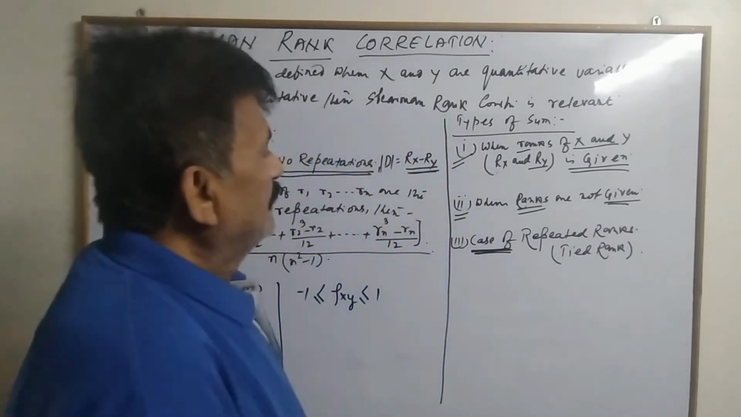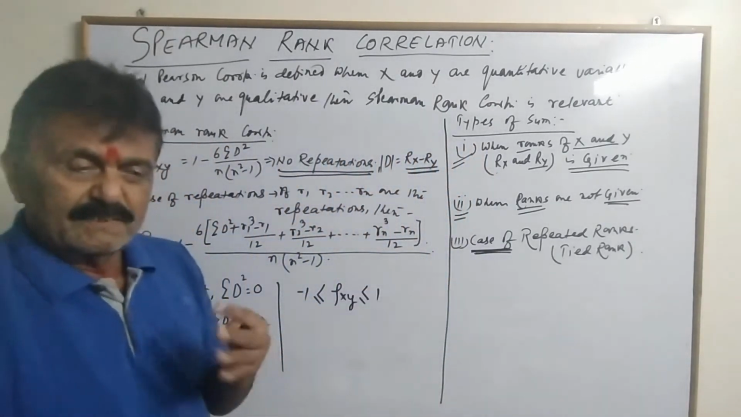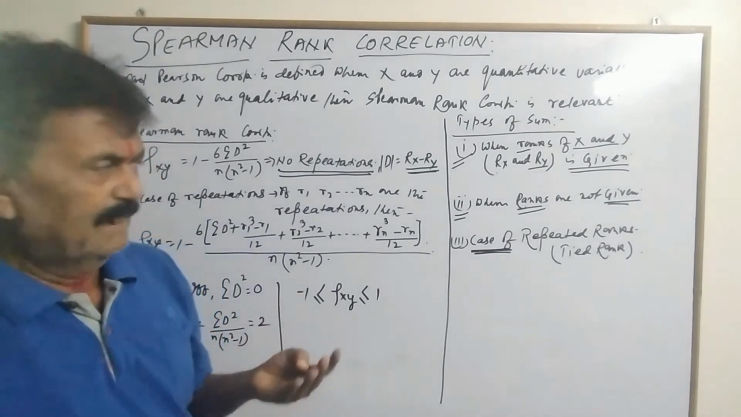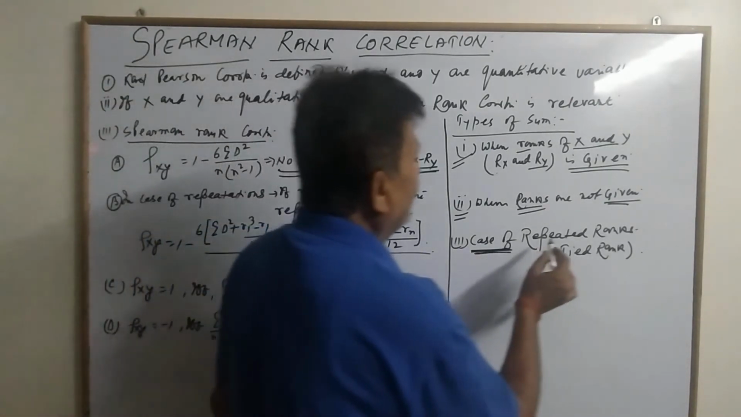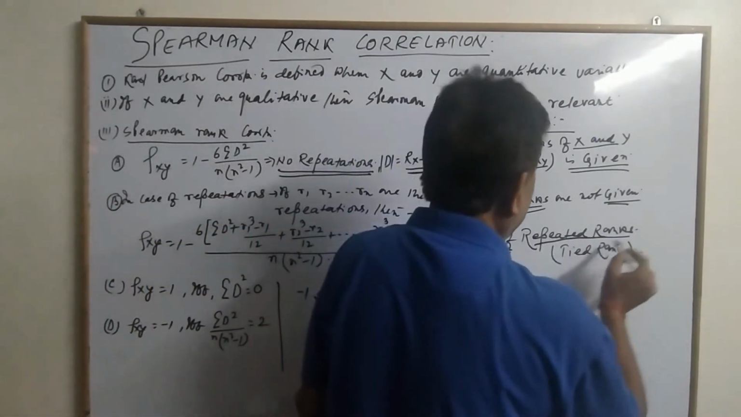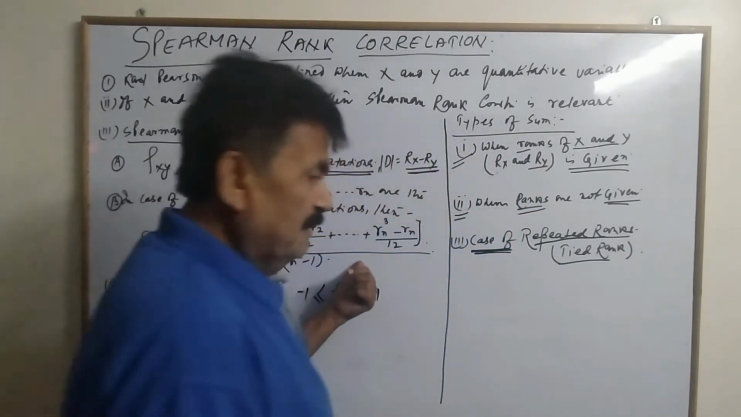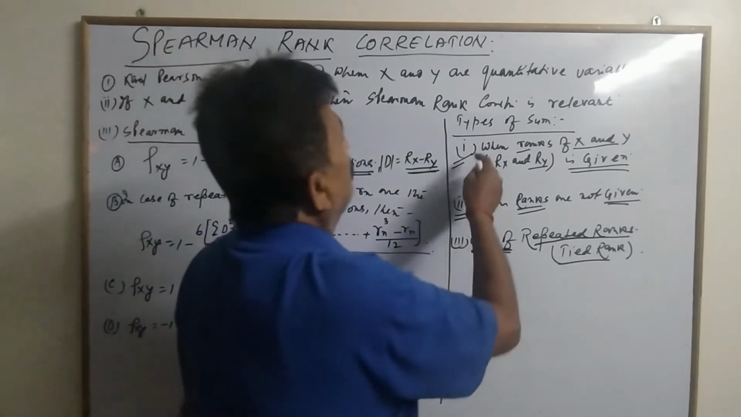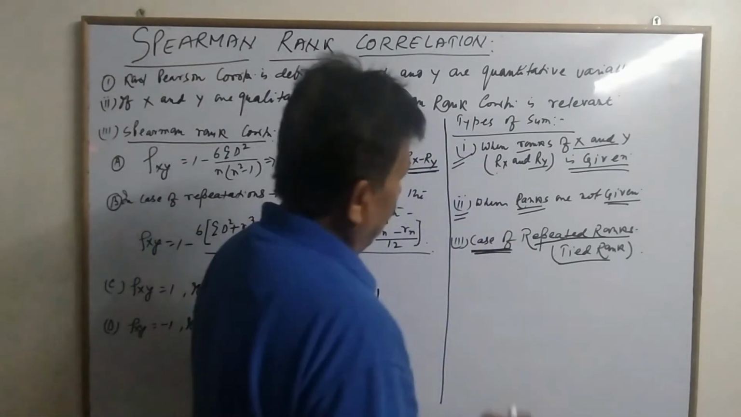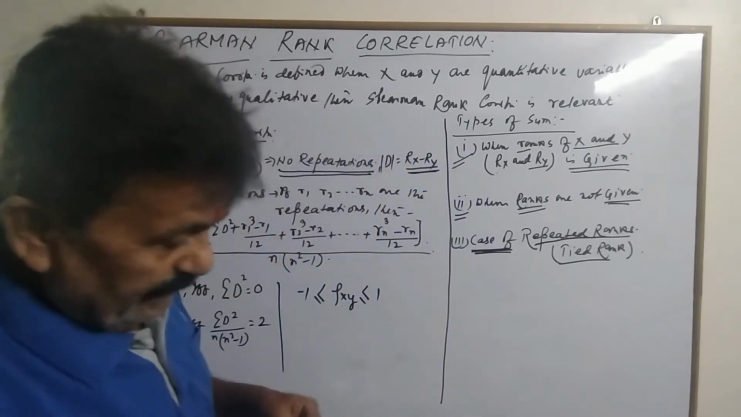Might be in a class, two students get the same number. This happens much. So in case of tied ranks or repeated ranks, we see how to assign the ranks, and in this case the extended formula will be used. I have explained already. So one sum from each category I am going to solve in the class right now.